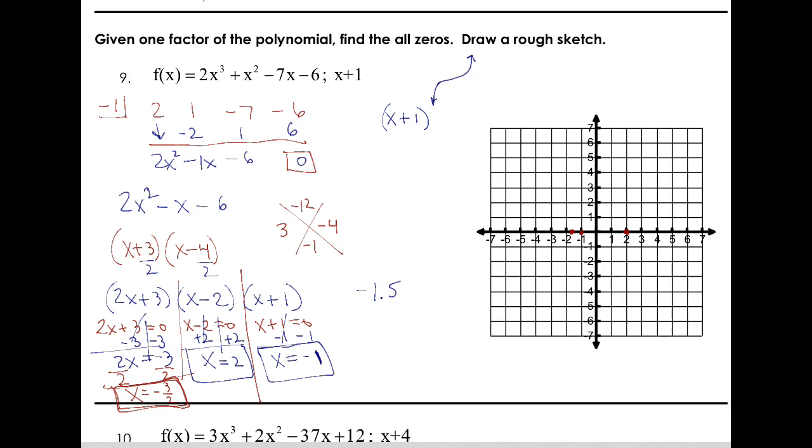So we talked about it a second ago. We know we're going to have left side down, right side up. Sorry, my allergies are kind of going a little crazy.